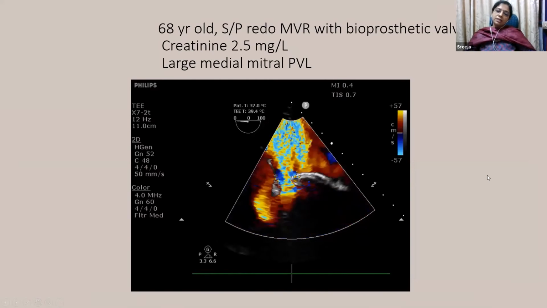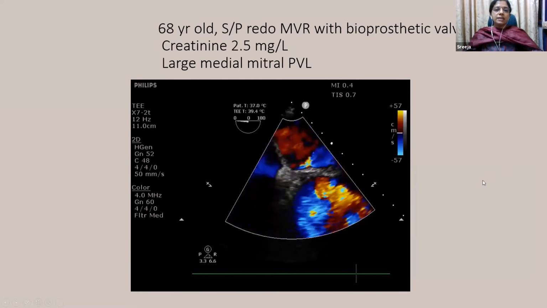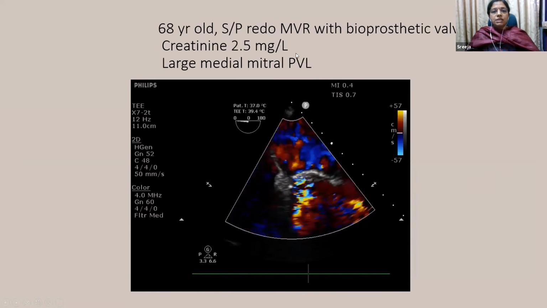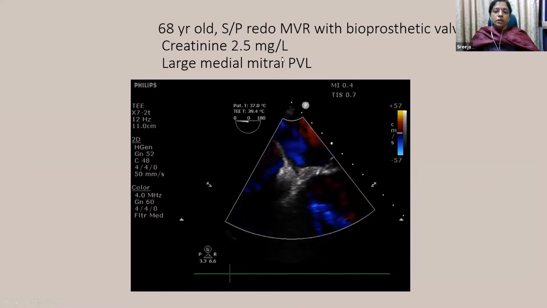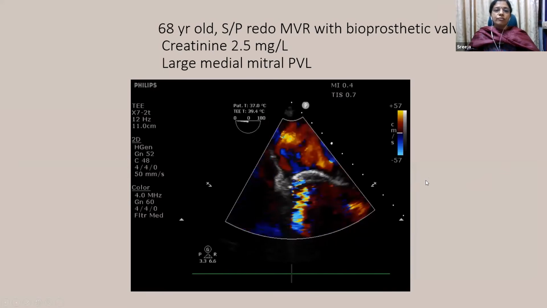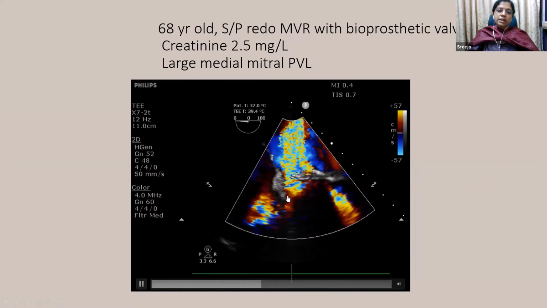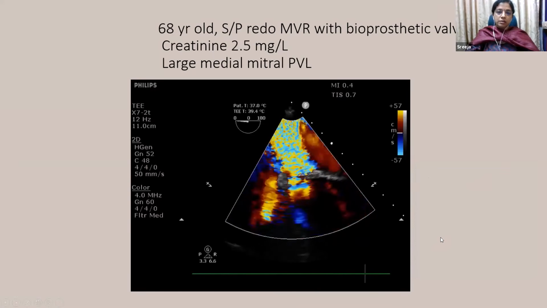So this is a device closure which we did recently. It's a 68-year-old with a redo mitral valve replacement with a bioprosthesis, with renal failure. The importance of imaging increases in patients with renal insufficiency, as the contrast usage can be minimized. So here this TE is showing a large medial mitral paravalvular leak.